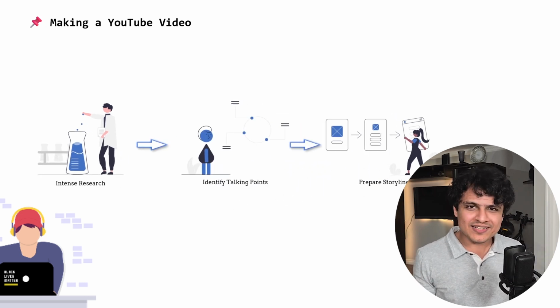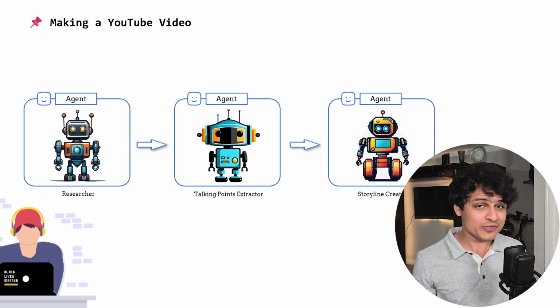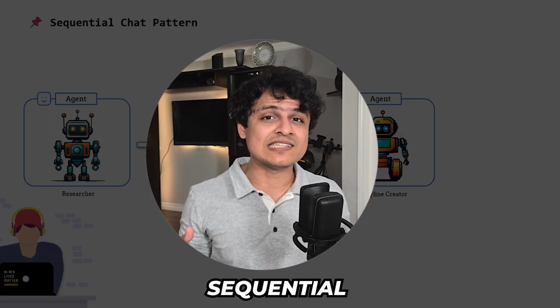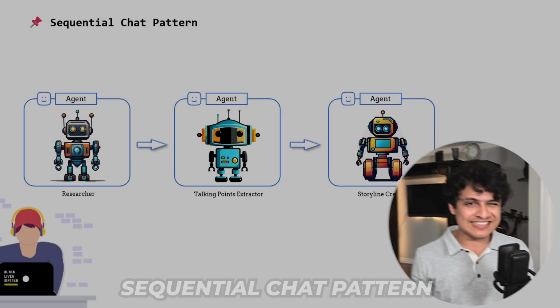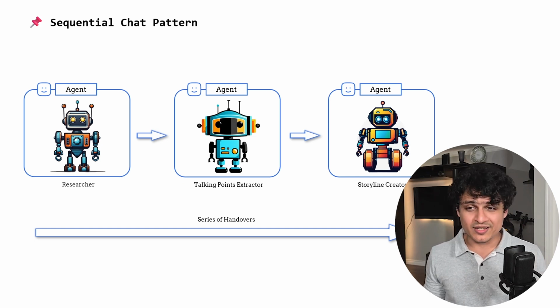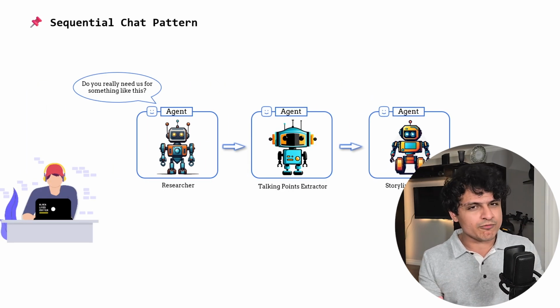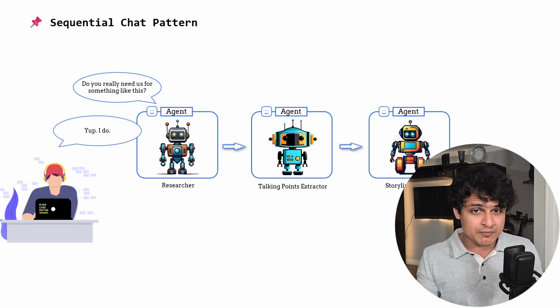This can be delegated to AI. One agent for each step. Pretty straightforward. This is called the sequential chat pattern. These agents aren't exactly conversing. You simply take the output of one step and feed it to the next. Yeah, it's just prompt chaining. You don't really need agents for this, but eventually you realize that each step can be improved.